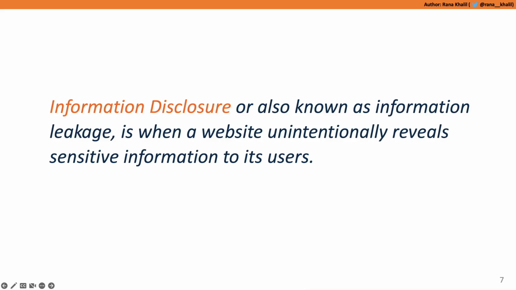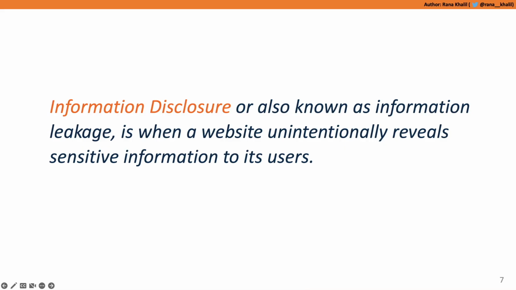This information could be in the form of data about other users. So, for example, usernames, or even worse, personally identifiable information, or PII. It could be sensitive commercial or business data. It could even be technical details about the website and its infrastructure, so technical data.